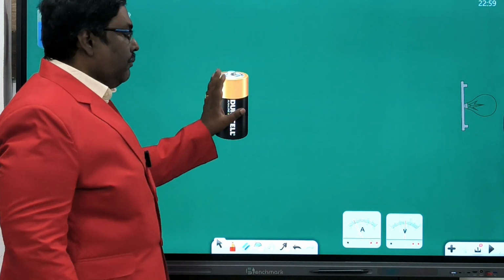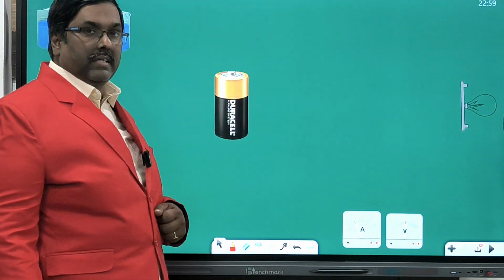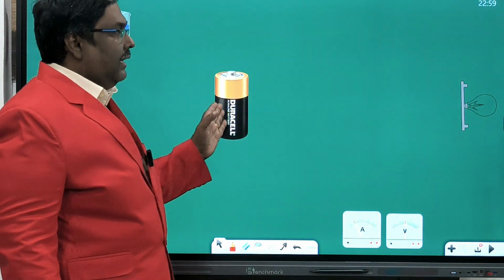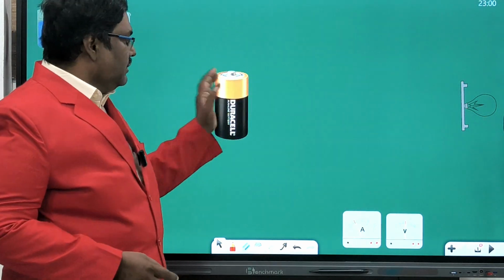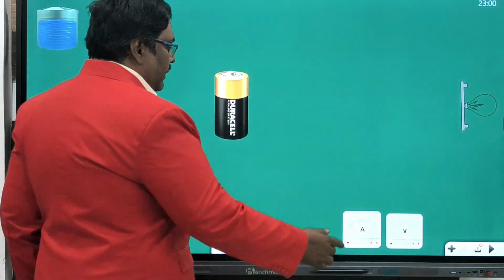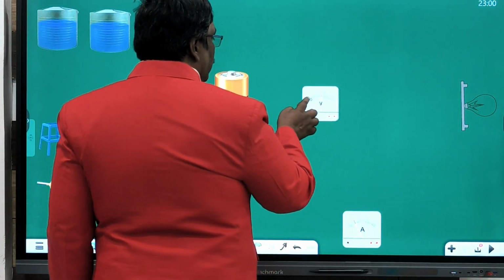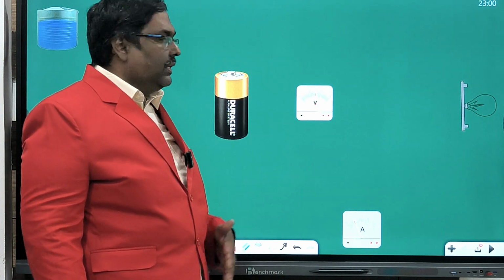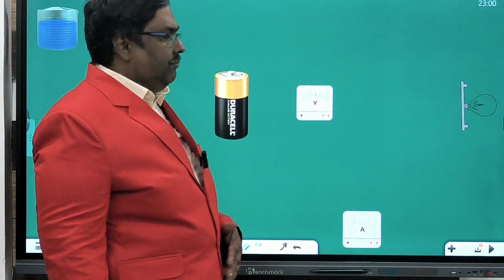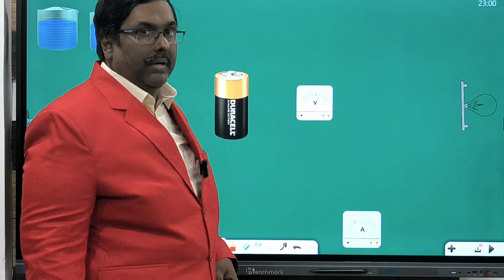Okay. So now I have taken one DC source, one battery, and I am going to give a voltmeter for measuring the voltage of this battery, how much is there. So I am taking the voltmeter. A multimeter has the option of checking voltmeter, ammeter, everything, but here we are taking the slab type voltmeter.